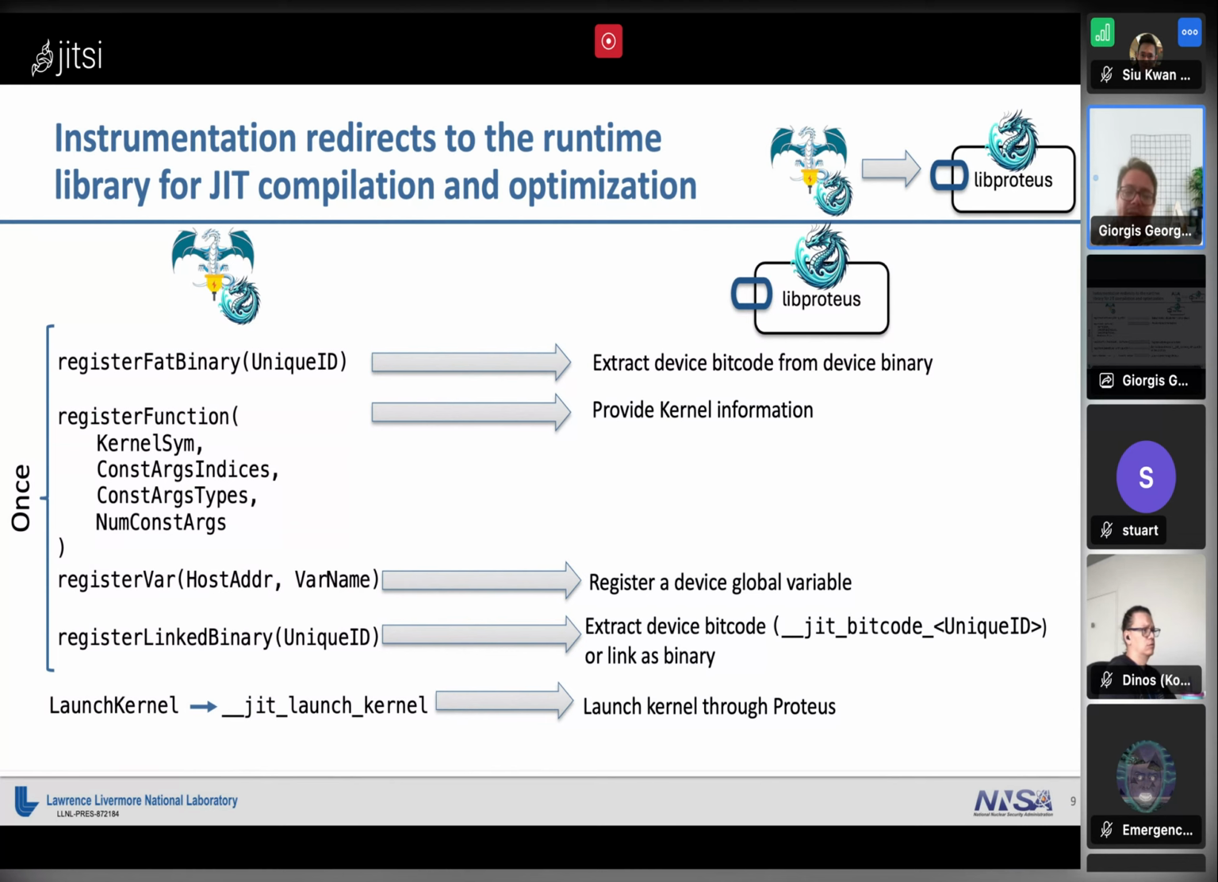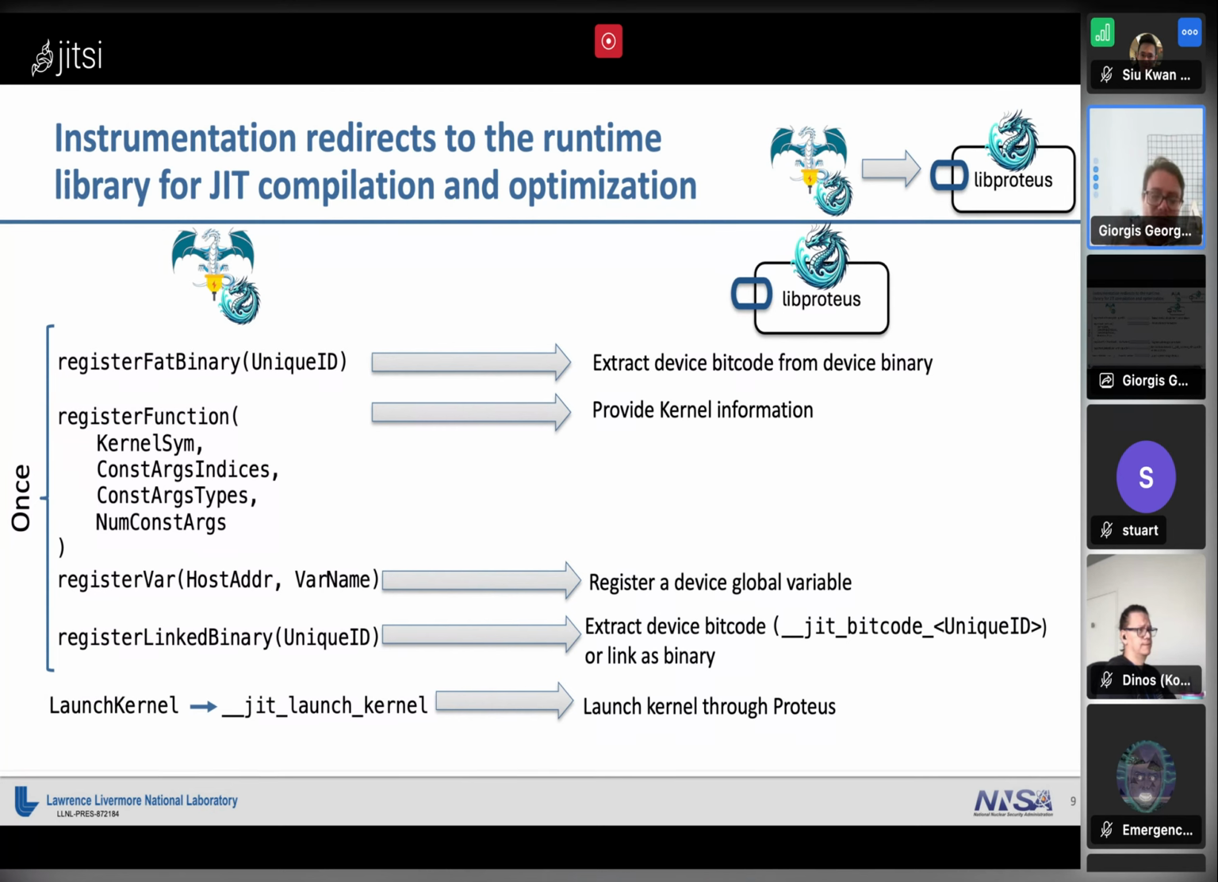And register linked binary is used for CUDA RDC compilation, and it gives a unique ID to Proteus that Proteus can use either to extract device bit code, if that linked binary, which is basically a device library, has been compiled with Proteus, or to just link with it as a binary when it creates a JIT module to code-gen them. So those registrations happen once in the program. They mirror what happens with CUDA and HIP runtime registration.